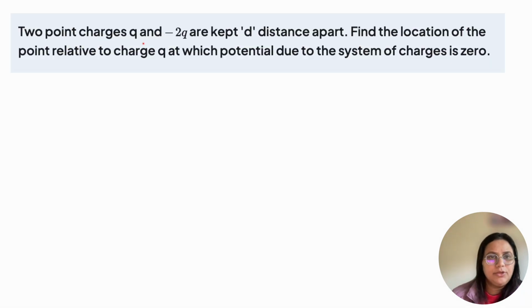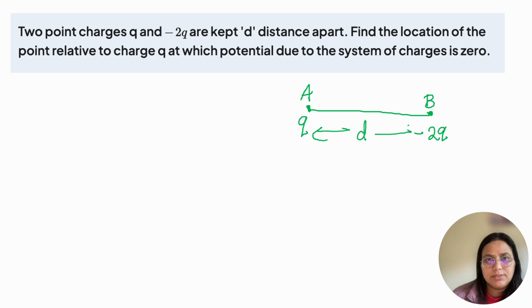Two point charges Q and minus 2Q are kept d distance apart. Find the location of the point relative to the charge Q at which potential due to the system of charges is 0. Let us say that the charge Q is located at A, charge minus 2Q is located at B. D is the distance between the two charges.